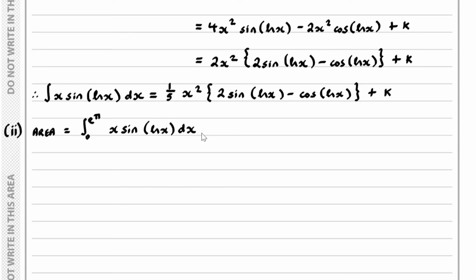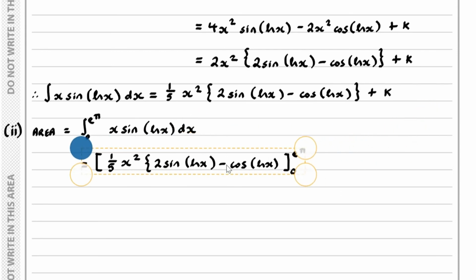So if I work out what this is, well, what I'm going to be doing is evaluating 1/5 x squared times 2 times the sine of natural log x minus the cosine of natural log x. I'm going to evaluate this in between 0 and e to the pi. So that's how we work out the area.